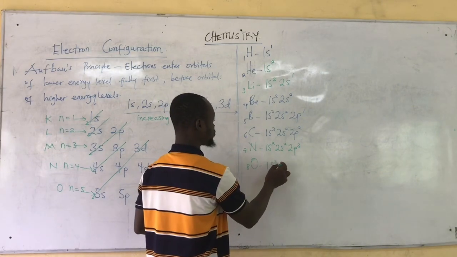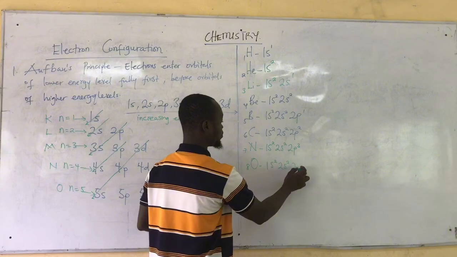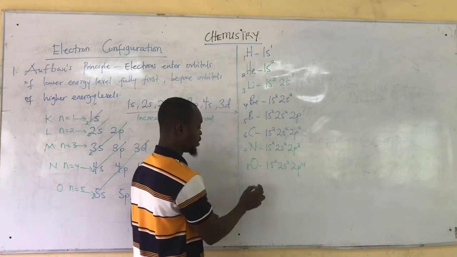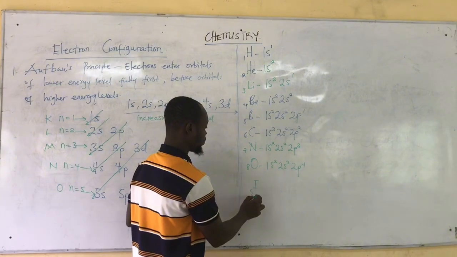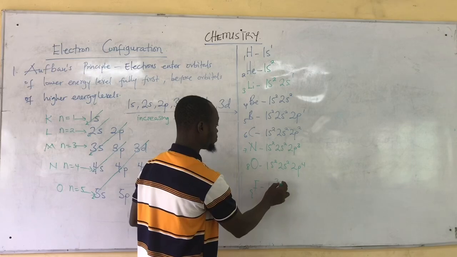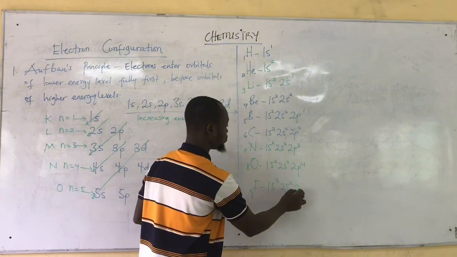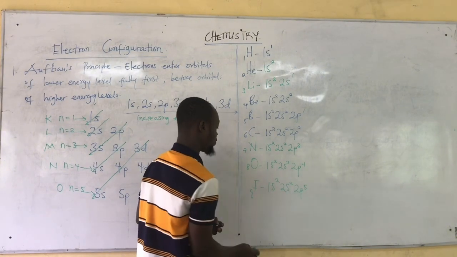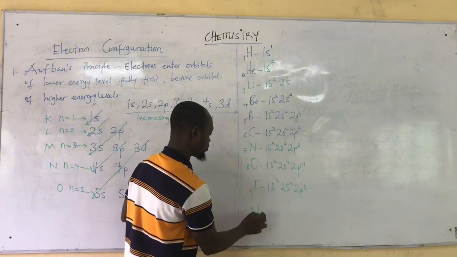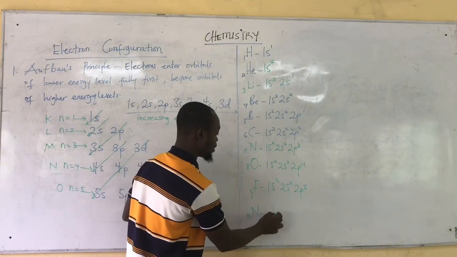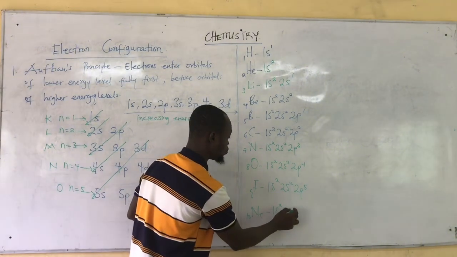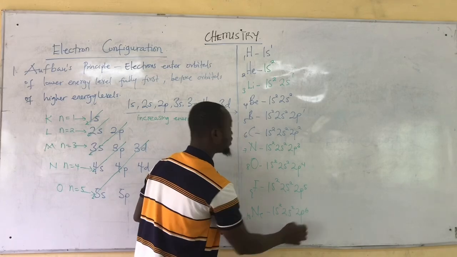Oxygen becomes 1s2, 2s2, 2p4. The next element is fluorine. Fluorine becomes 1s2, 2s2, 2p5. And then neon, atomic number 10, becomes 1s2, 2s2, 2p6.